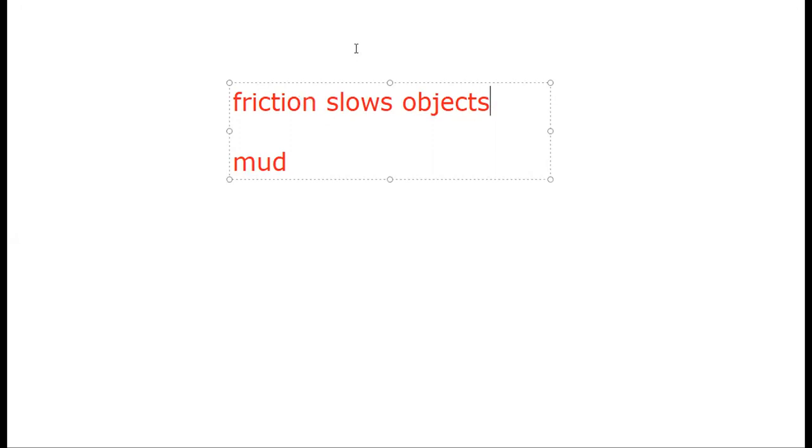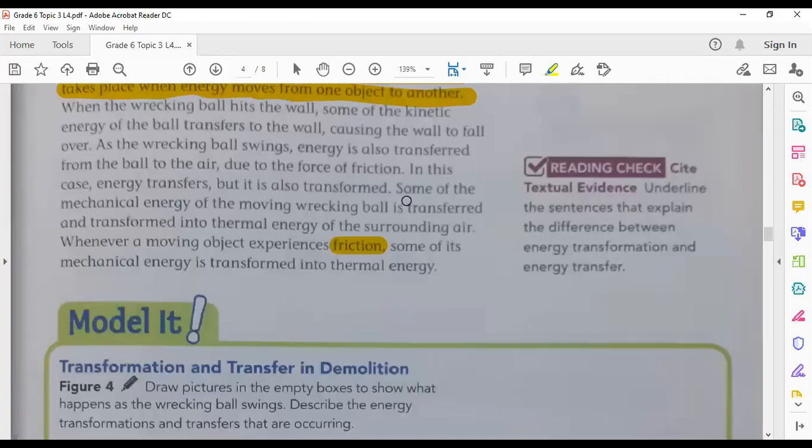Again, back to the example. In this case, energy transfers, but is also transformed. Some of the mechanical energy of the moving wrecking ball is transferred and transformed into thermal energy of the surrounding air. So whenever a moving object experiences friction, even an object moving in air, water, or on the ground, some of its mechanical energy is transformed into thermal energy.